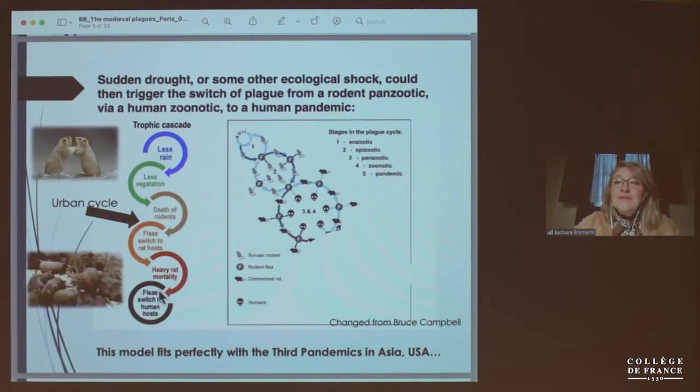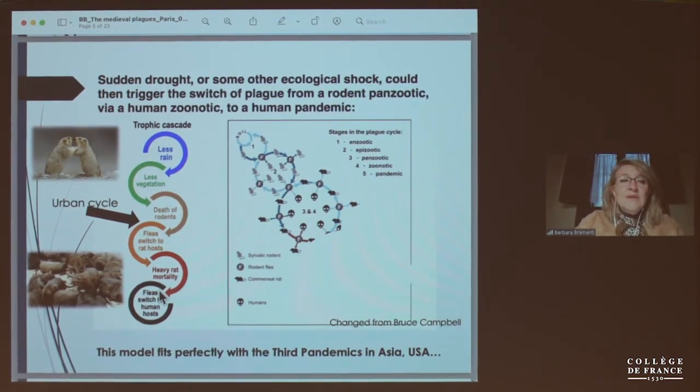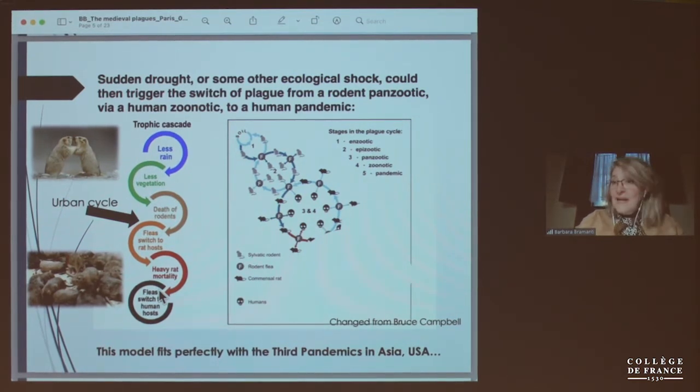But what happens if suddenly you have a drought or another climatic shock that stops the presence of rain? You have less rain, less vegetation, but you had an enlargement of the population before. So many elements of this population can die. They have not enough food. Or they can try to get some food where there is more possibility, for instance, in the human settlements. And this is the point.